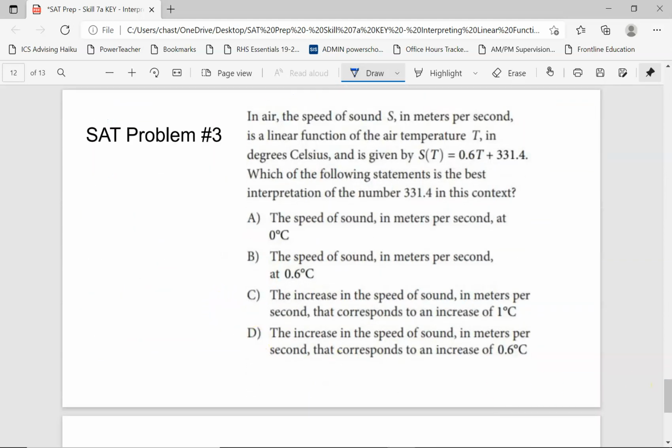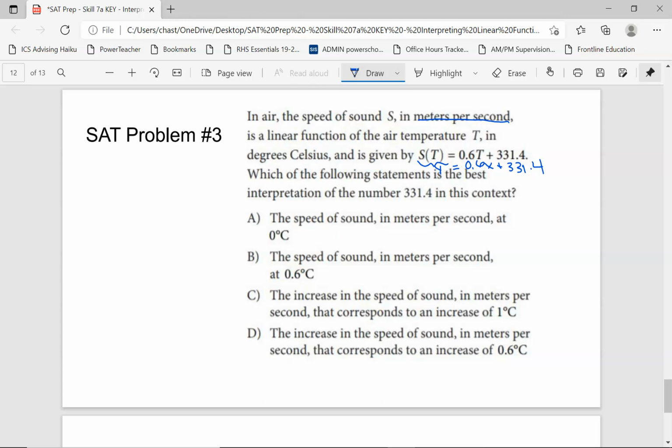The next one: in air, the speed of sound s in meters per second is a linear function of the air temperature T, in degrees Celsius, and is given by the function s of T. So this is just like saying y equals 0.6x plus 331.4. Which of the following statements is the best interpretation of the number 331.4 in this context?